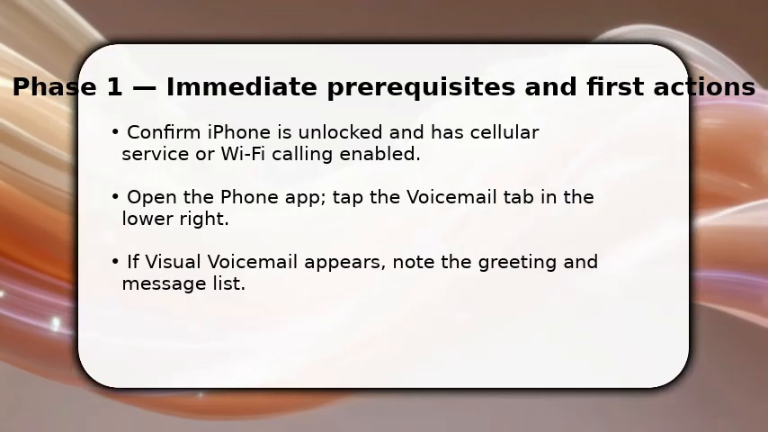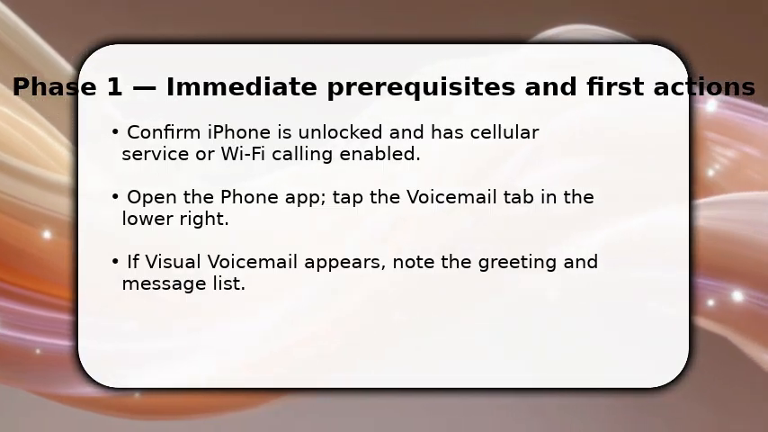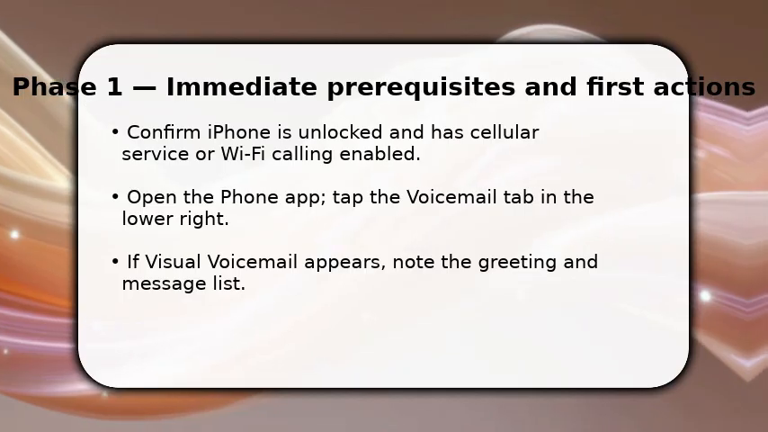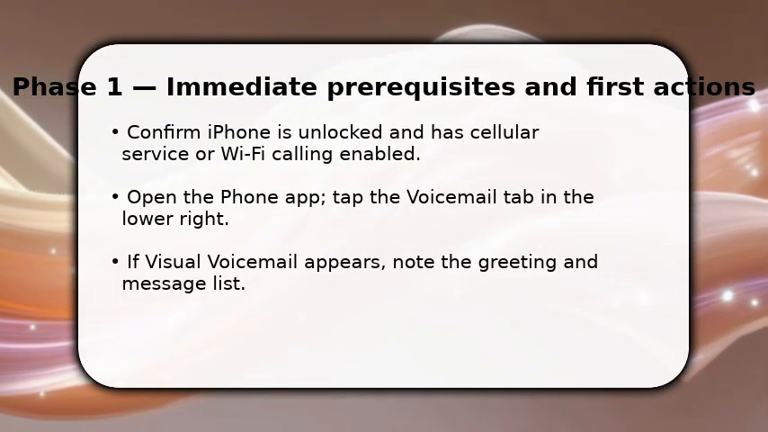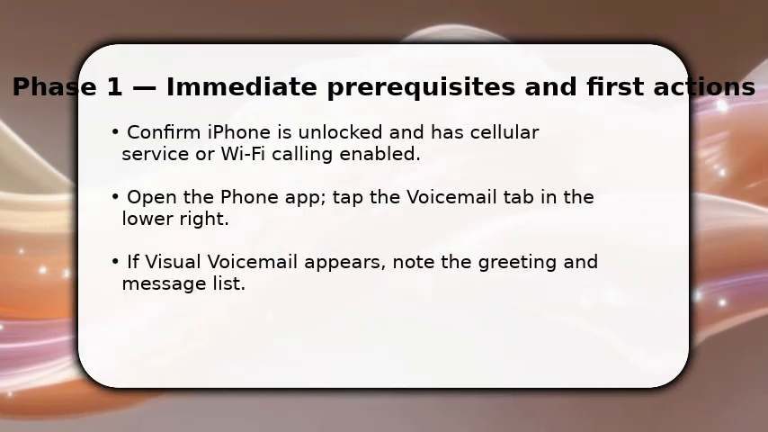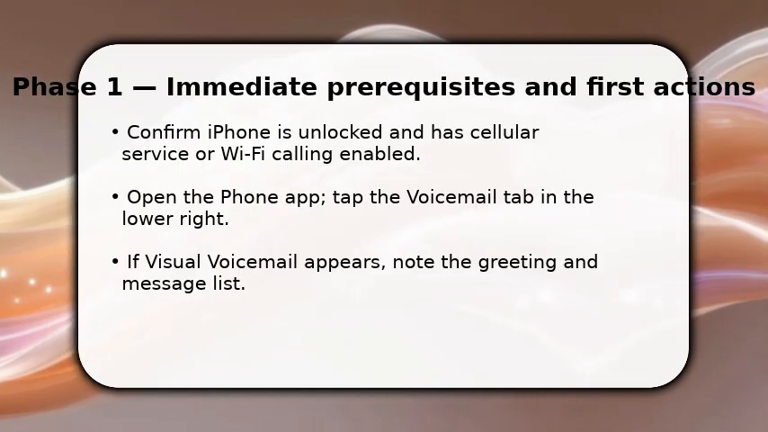You're starting now. Unlock the iPhone and make sure cellular service or Wi-Fi calling is active. Open the phone app and tap voicemail in the lower right. This is where you control message settings. Once done, check whether visual voicemail loads a greeting and message list. That determines the next steps.